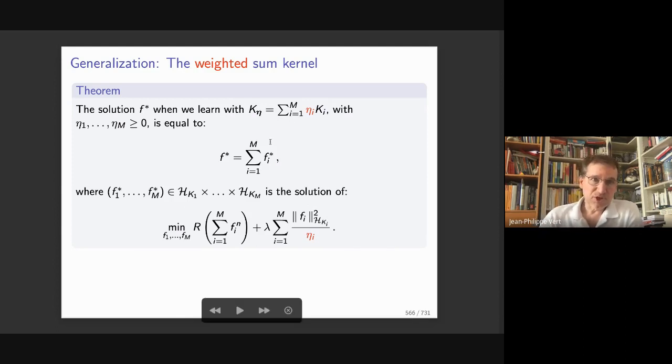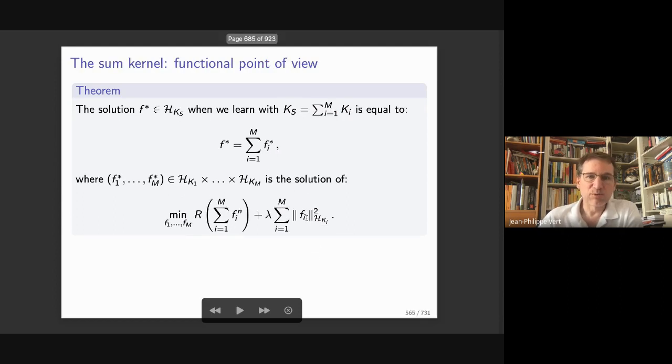All right, and so the regularization, this theorem says that the squared norm of f star in the RKHS is the minimum over f1 to fm, so the minimum over the different ways to write f star as a sum of functions in each RKHS, of the sum of the squared norm of fi in the RKHS of ki divided by eta i. All right, so in particular, this theorem is just a strict generalization of the previous one, because when you take eta i equal to 1, you recover the sum kernel and the equation we had in the previous slide.